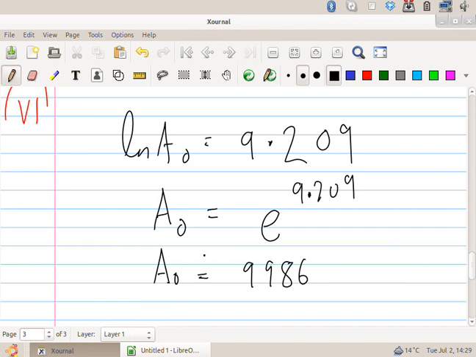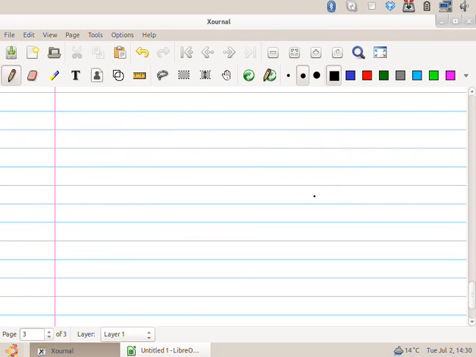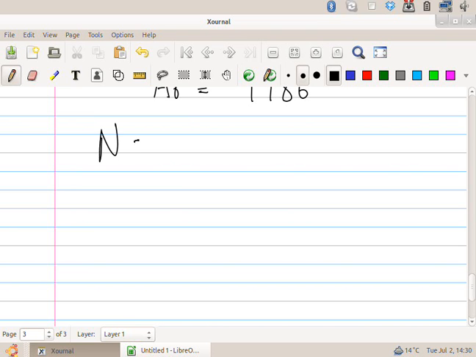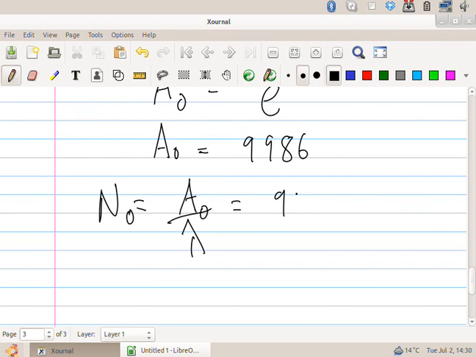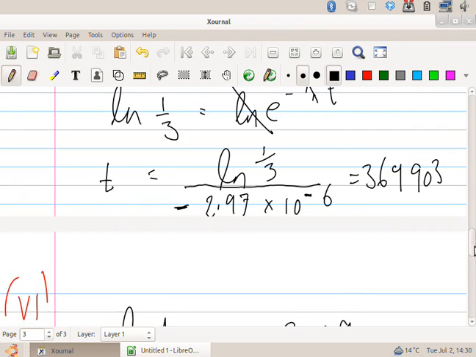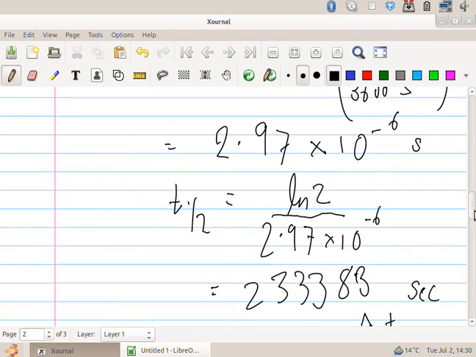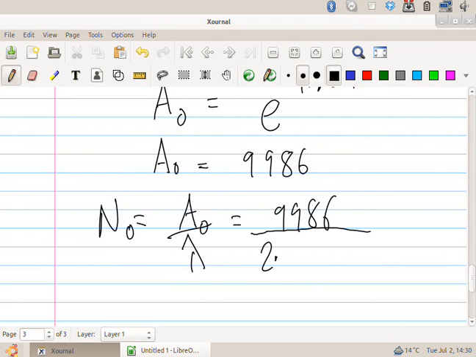So if you look at your formula, you can see at the bottom of page 2 again, at the top here, you have A equals lambda N. We have the A, we have the lambda, and he wants the N. So simple formula now. N0 equals A0 over lambda, which equals 9986 over, what's my lambda? 2.97 times 10 to the minus 6.